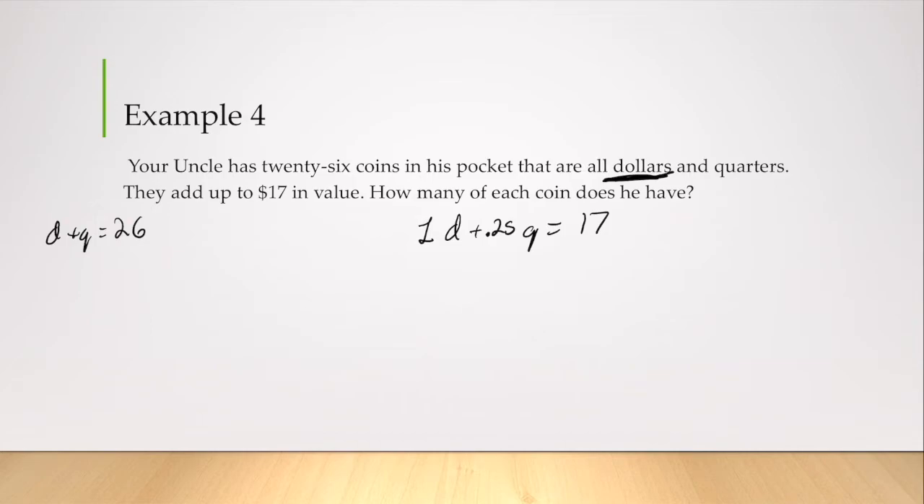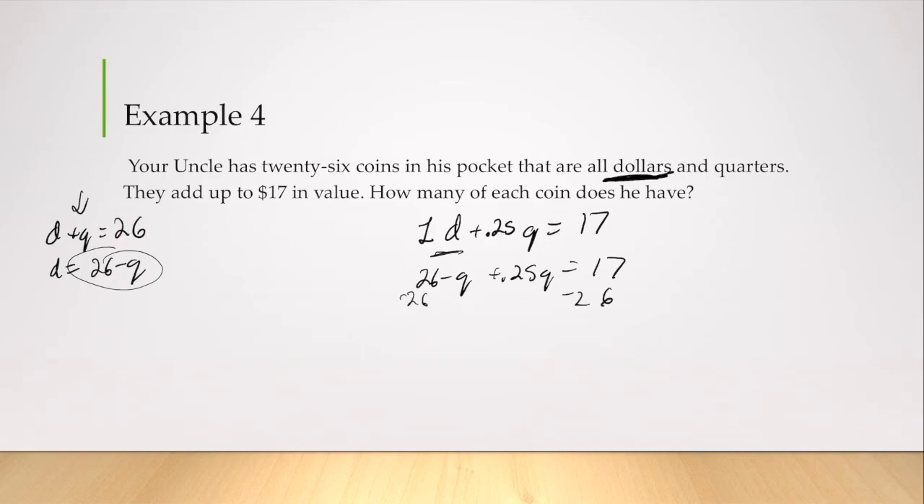So I need to solve this. This is kind of like when we were finding the perimeter of a rectangle. I need to solve the equation on the left for a single variable and substitute it in. So let's go ahead and solve it for dollars. So I get D equals 26 minus Q. So I'm going to substitute this in for D. So I've got 26 minus Q plus 0.25Q is 17. I subtract 26 from both sides. On the right, I get negative 9 equals negative Q plus 0.25Q. That's negative 0.75Q. I divide both sides by negative 0.75, and I get that Q equals 12.